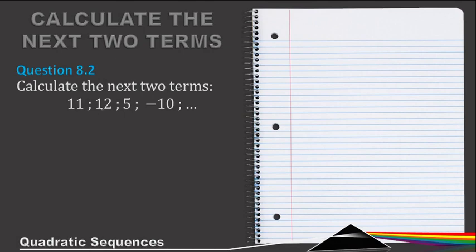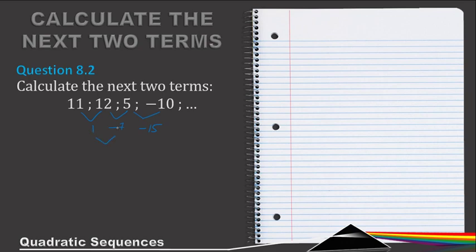Calculate the next two terms. So the common difference from there to there is just 1. And then from 12 to 5, this one is weird. 12 to 5 is negative 7. Okay, let's see what happens anyway. Negative 7. And then from 5 to negative 10 is negative 15. Oh, okay, I see. This is actually working.